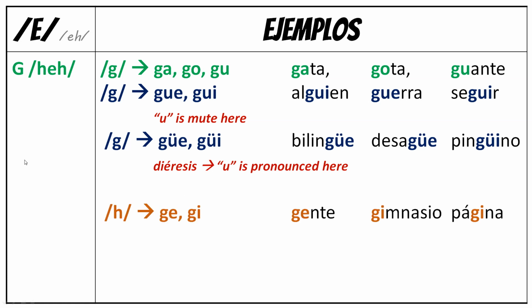So letter G, within a word, sounds like the H in hot, for example, when followed by E and I. For example, gente, gimnasio, página. P.